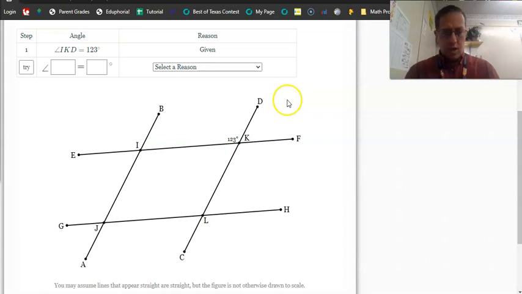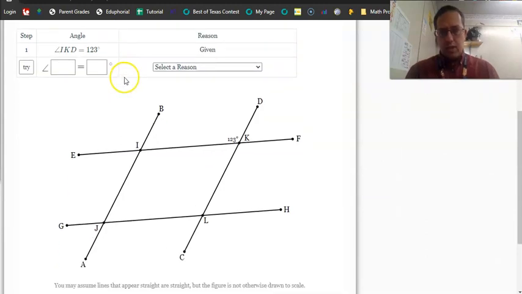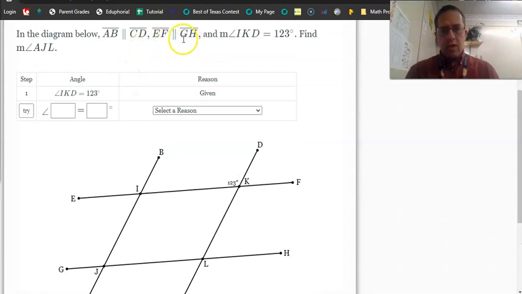Okay, so we've got a lot of stuff going on here. Let's take a look. Segment AB is parallel to segment DC, and EF is parallel to segment GH. So these two are parallel, those two are parallel, and it tells us that the measure of angle IKD is 123 degrees. We are looking for the measure of AJL.